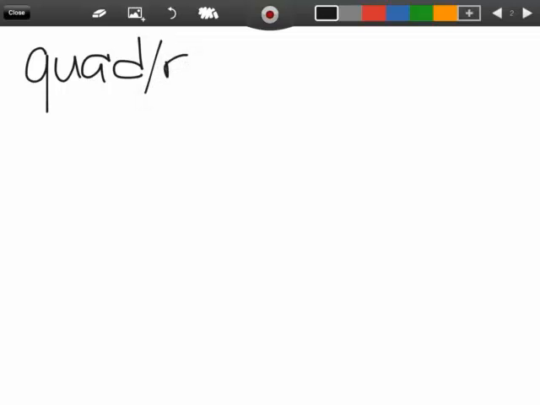Moving on to our next root. We have finished the letter P. Now we are going to go ahead and start with the letter Q. Our first root of the letter Q is quad, or quadri, and quad or quadri means 4, as in the number 4.